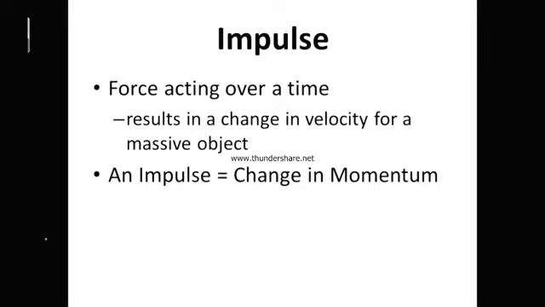Now, when an object experiences this force, for example, you are running through a room and someone grabs you by the shirt and pulls you backward. You have experienced a force acting over a course of time, and what that did is it resulted in something. It resulted in a change in your velocity.